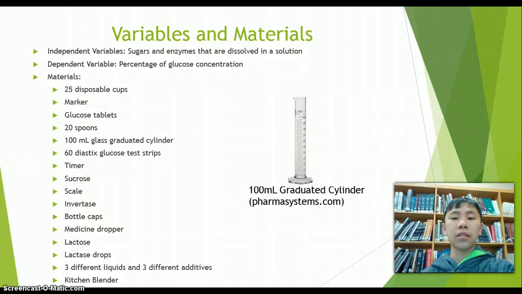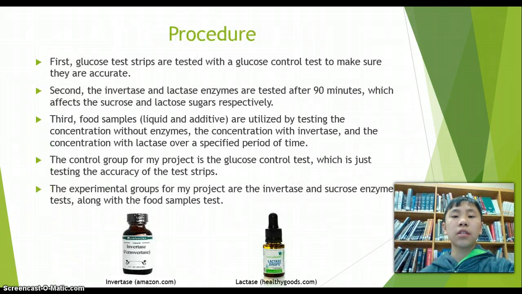Some materials needed are glucose test strips, invertase, a blender, and any other materials. The procedure starts with a control test to make sure the test strips are working, which is my control group. Next, invertase and lactase enzymes are tested in a sucrose and lactose solution to measure conversion speed. Finally, food samples undergo a test to identify which sugars are in each food sample. These last two steps are my experimental group.